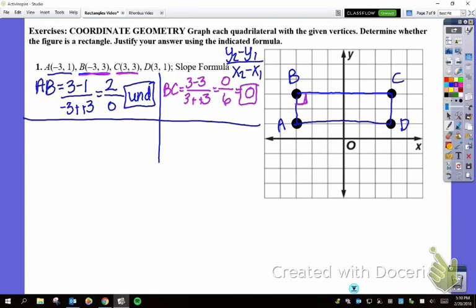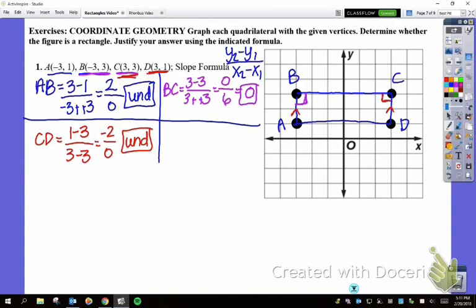As we continue along, we're going to find the slope of CD now. For the slope of CD, we've got 1 minus 3, and we've got 3 minus 3, which gives us negative 2 over 0, and again, when we divide by 0, we get undefined. So here we see that AB is parallel to CD because they have the same slope. And we see that BC is still perpendicular to CD because we have 0 and undefined. So this is also 90.